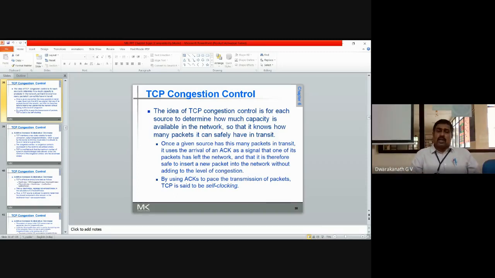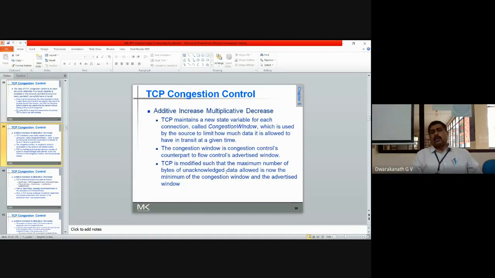By using acknowledgement packets to pace the transmission of packets, TCP is said to be self-clocking. So TCP is always self-clocking. What is that? If a packet reaches the destination and an acknowledgement comes, then based on the acknowledgements, it will send new packets or retransmit packets. It will decide based on those particular acknowledgements.